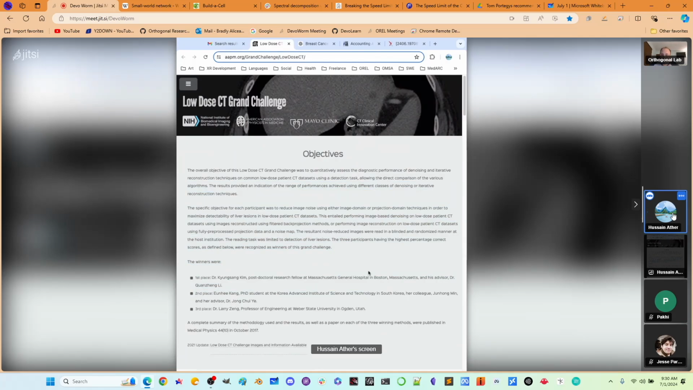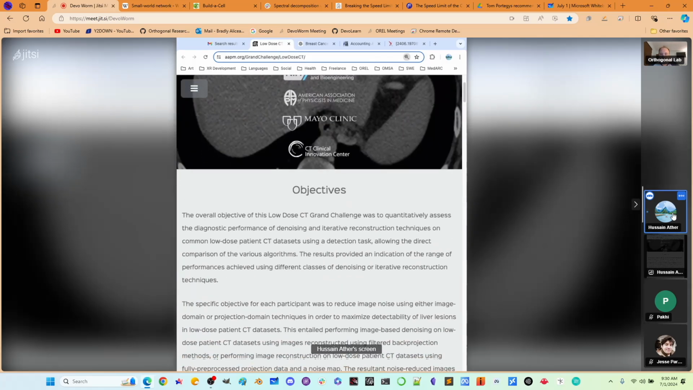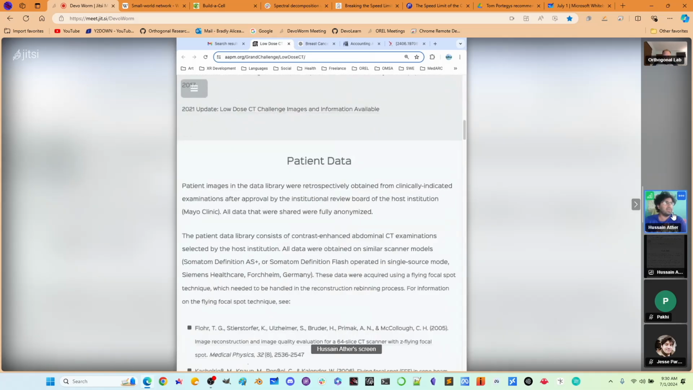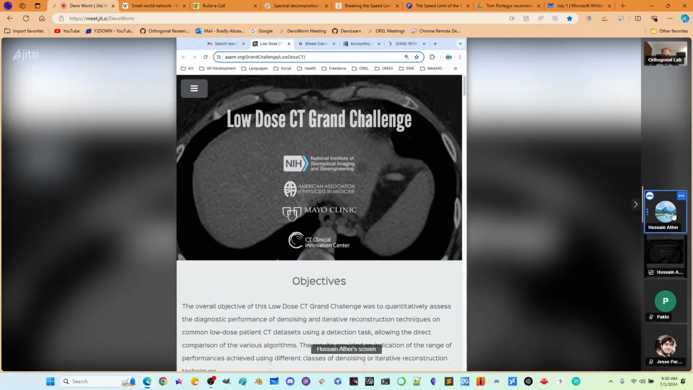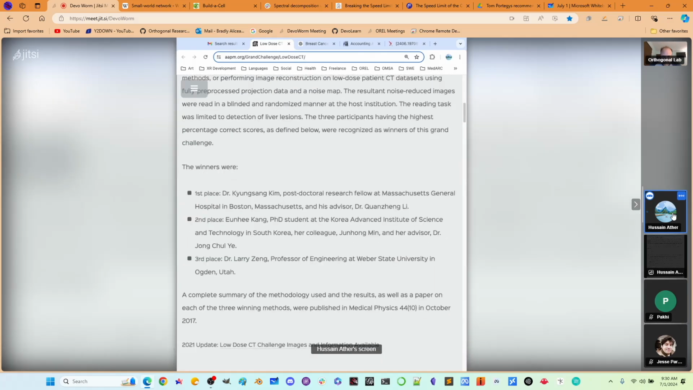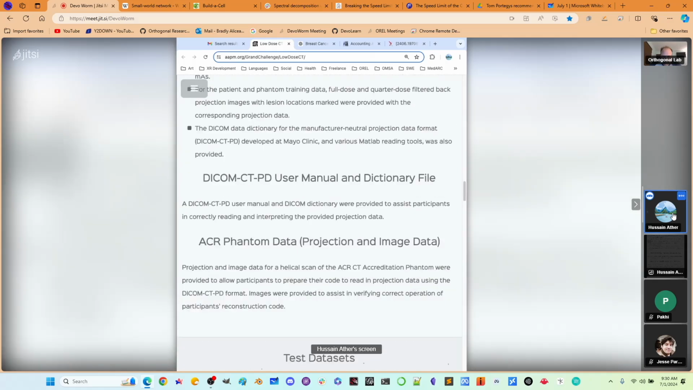So basically, the low-dose CT Grand Challenge would be used to see the diagnostic performance of the different denoising and reconstruction techniques for low-dose patient CT datasets. And this was several years ago, back in 2016, I think. We just wanted to compare our results and our data against what was shown there to see how well we're doing in comparison to the others. So that's very important.